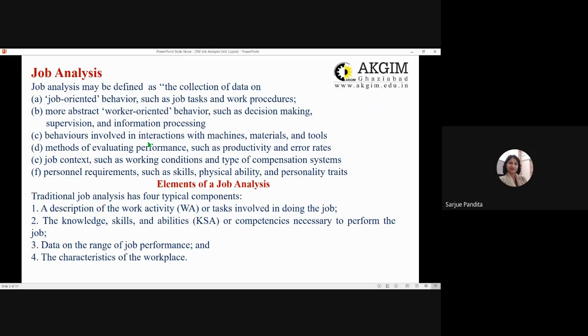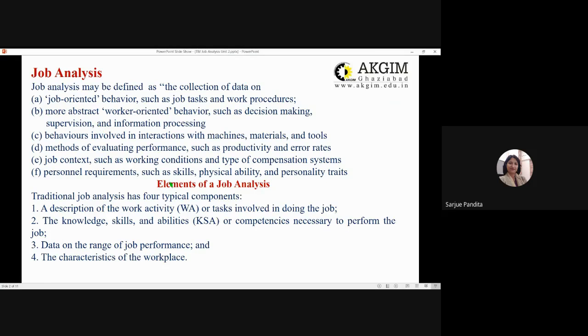It also involves behaviors involving interactions with machines, materials, and tools, methods of evaluating performance such as productivity and error rates, job context such as working conditions and type of compensation systems, and personal requirements such as skills, physical ability, and personal traits. So, any job analysis should focus on work behaviors and tasks associated with them. If work behaviors are not observable, the job analysis should identify and analyze those aspects of the behaviors that can be observed and the work products.